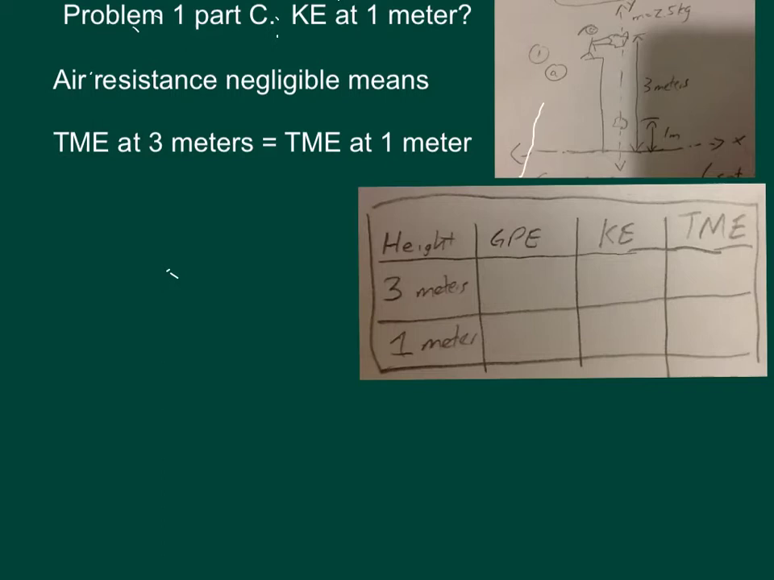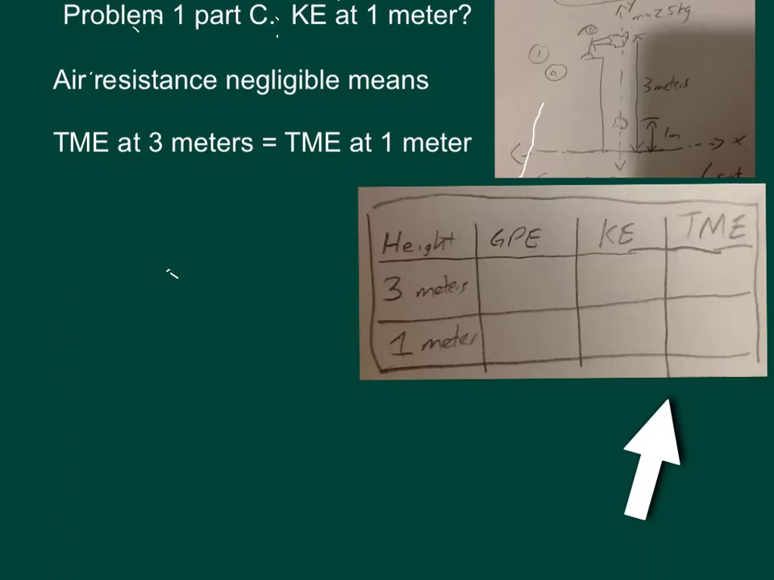And so what I've done here on the lower right is I've created a data table to help us keep track of these values. So you can see I've got two heights, 3 meters and 1 meter, and I've got the gravitational potential energy and the kinetic energy. And on the right there, the total mechanical energy, as we know, is the sum of the two. So let's see if we can start filling in some values here.